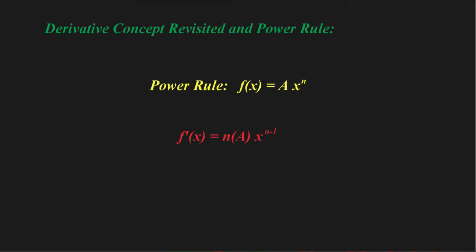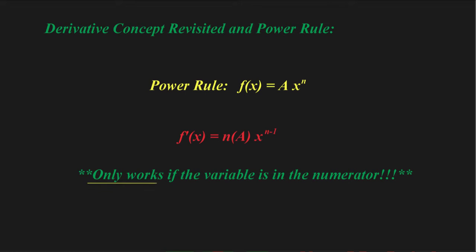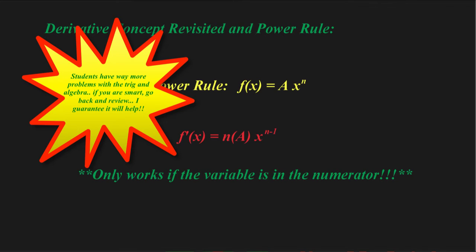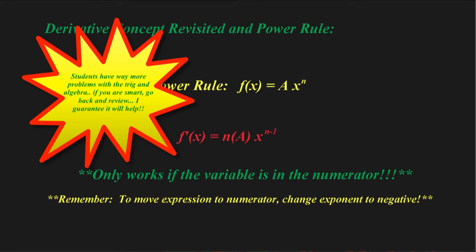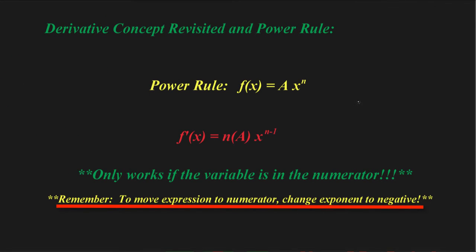A couple things to remember is that it only works if the variable's in the numerator. So if you have to bring it up, bring it up. You probably might have forgotten your algebra. Believe it or not, algebra and trig is what trips people up the most in calculus, not the calculus. And if you have something in the denominator and you want to move it up, just make it a negative exponent. You guys remember the rule? If you have 1 over x to the a, that becomes x to the negative a. Anytime you want to switch, just change the exponent only.